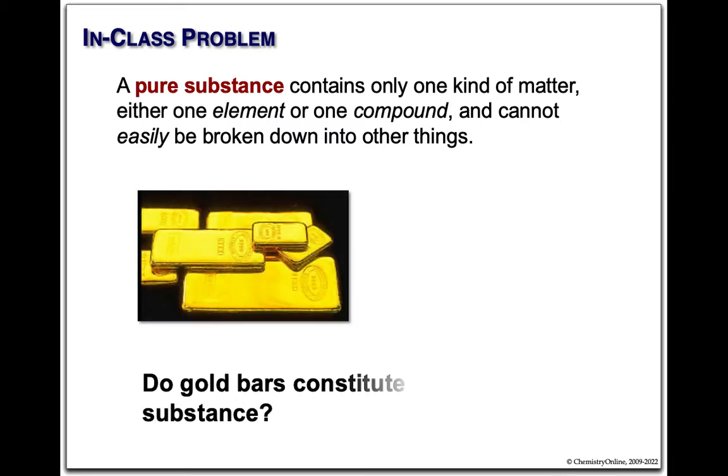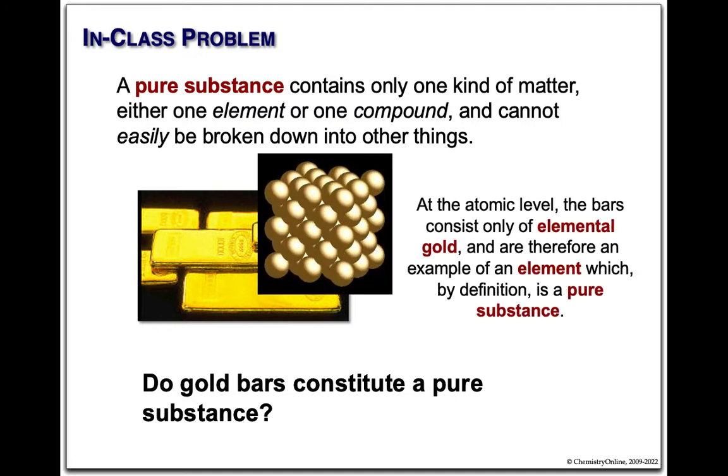Gold bars. Well, they all look different, don't they? But on a chemical level, atomic level, each of these only consists of gold atoms. It's an element. By definition, it's a pure substance.